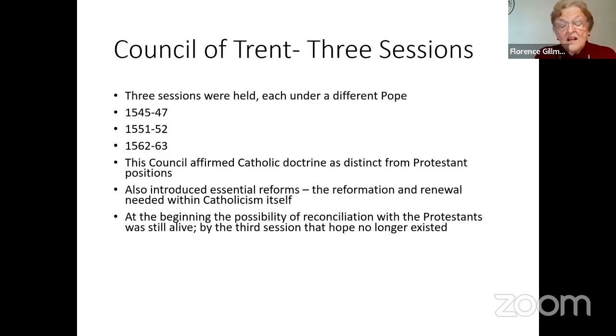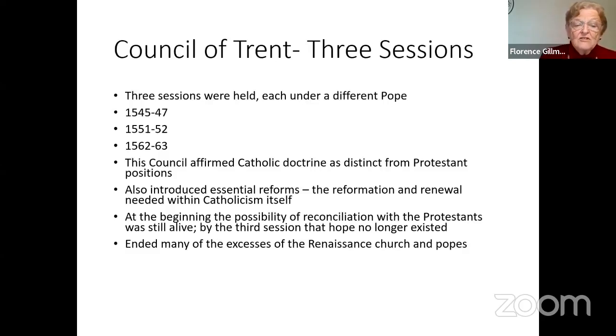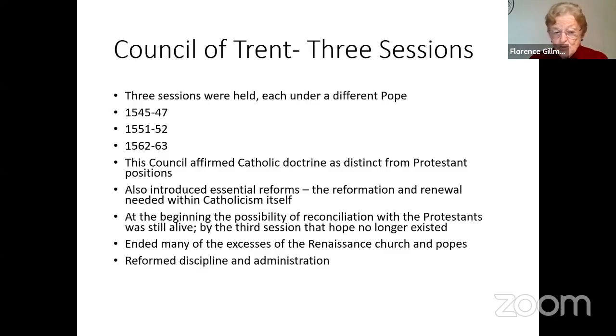It was indeed a serious attempt to continue the reform that the church had known it needed since easily the 13th century. People had been demanding reform all those centuries. So it was a very sincere council in that sense. You see in my notes that at the beginning, there was real hope that some reconciliation, at least with some Protestants, could be achieved, but that by the 3rd session, by the 1560s, it was clear that wasn't going to happen. Nevertheless, they tried to end many of the excesses of the Renaissance Church and the Renaissance popes. Much reformed discipline and administration, and founding of new orders, such as the Jesuits, and reform of orders.